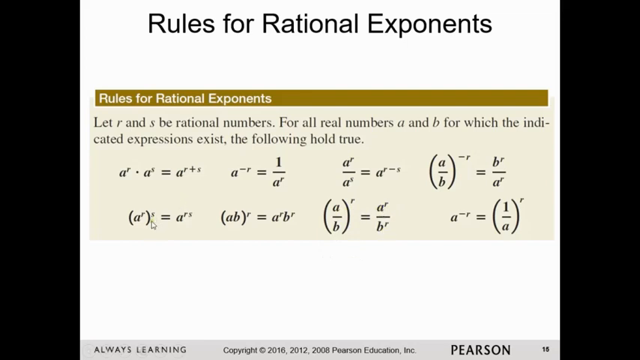Then we have power to a power. Remember, when power to a power, we multiply. And when we have a product to a power, remember, we apply the exponent to both of the factors in the product. And then here's just another one of the special rules for negative exponents. We can turn it into the reciprocal of the base raised to the exponent. Now the exponent becomes positive.